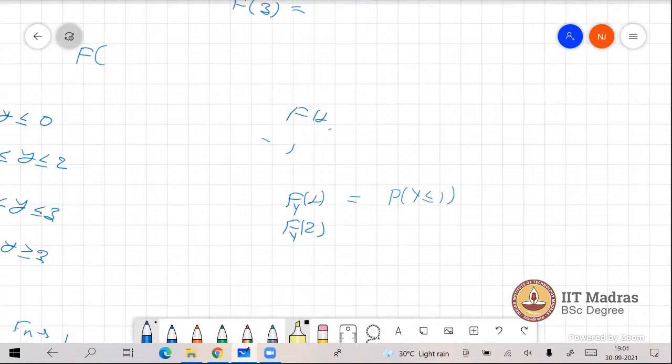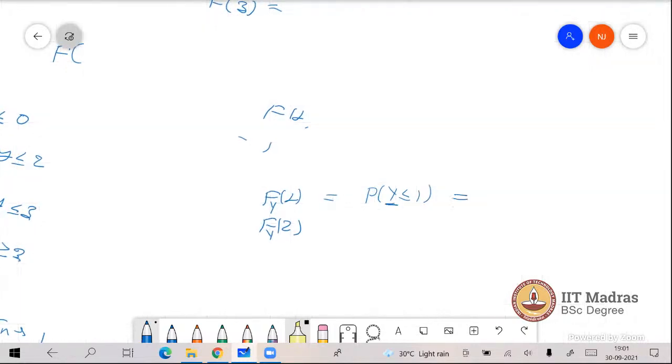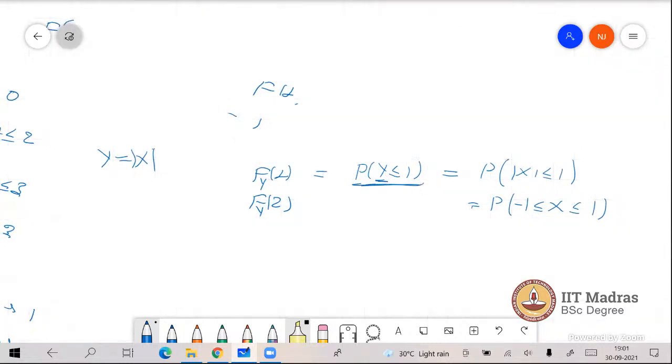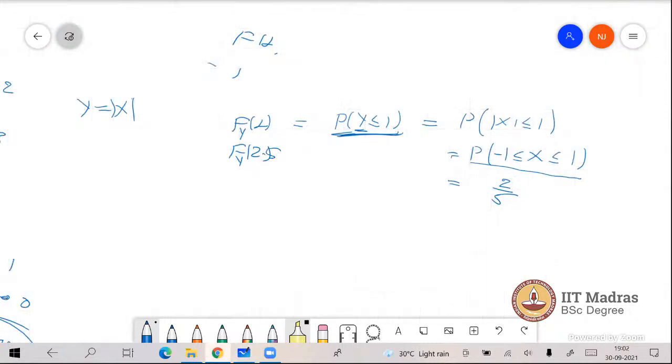Yes, sir. Because I don't have the distribution of y, I will convert it into the distribution of x. For converting this, I will use the definition that y is equal to mod of x. So mod of x less than or equal to 1 is the same as minus 1 less than or equal to x less than or equal to 1. I have converted it into this part, so this is just 2 by 5. Now look at 2.5. P of y less than or equal to 2.5. This is the same as P of mod of x less than or equal to 2.5, right?